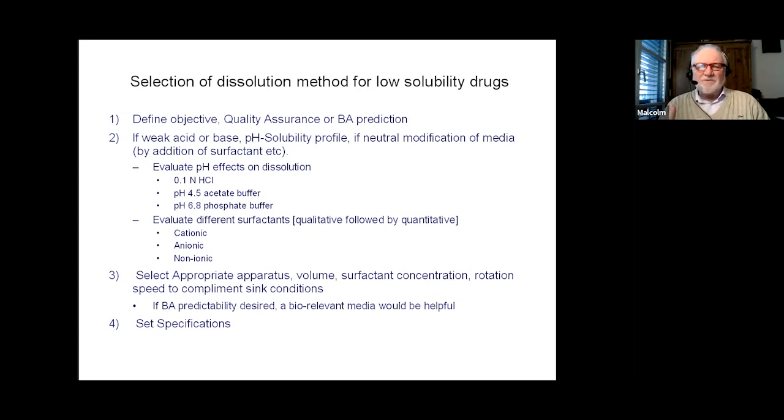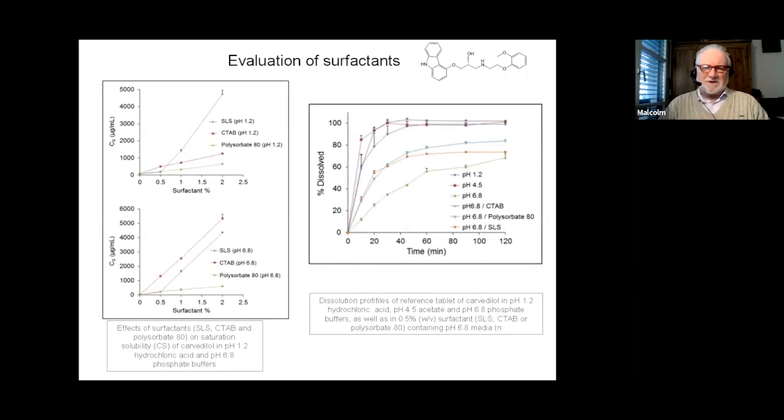concentration. As you saw with the results with griseofulvin, you don't want massive sink conditions. You want a level of surface active agent which is still discriminatory. If you put in 5% sodium lauryl sulfate, you will have 100% dissolution, but it's complete rubbish. And then you would start to look at setting your specifications.